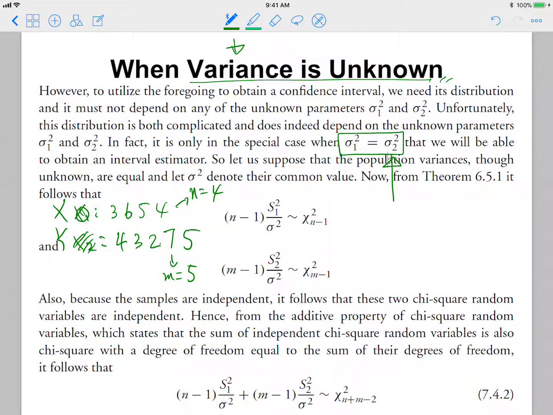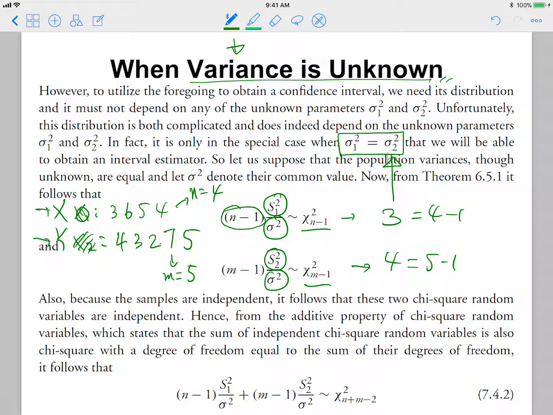We can compute the sample variance from each sample of x and y separately, divide it by the true variance, and multiply it by the sample size minus 1, and it will follow the chi-square distribution, which is what we learned previously, right? The degree of freedom in this case is n minus 1, which is 4 minus 1 = 3 for x, and 5 minus 1 = 4 for y.